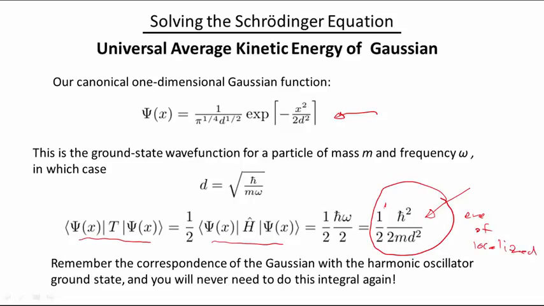of a localized function. In other words, if you have a function that's localized on a length scale d, then the characteristic motion, the uncertainty principle based motion, the average value of the kinetic energy of that wave function is of the order of h bar squared over 2m d squared. So if you remember the correspondence of the Gaussian with the harmonic oscillator ground state, which I've just been emphasizing over and over again, you don't have to do this integral again. Having done it once, you can use it forever.